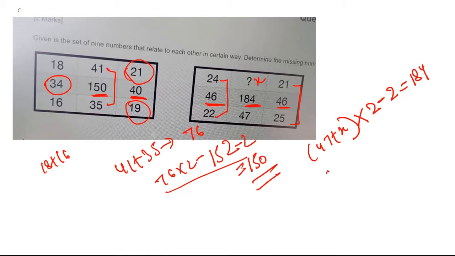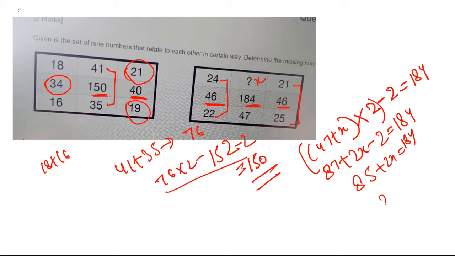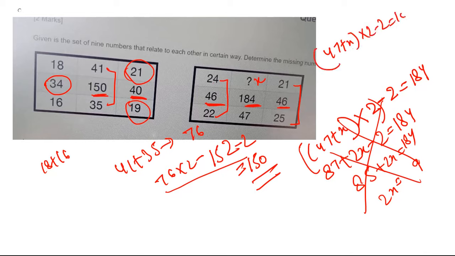So let's solve this. Here we made some mistake, let's do it again. So 47 plus x, into 2, minus 2, that will be 184. So that will be 2 sevens are 14, 2 fours are 8, 94. Fine, so here we made the mistake.